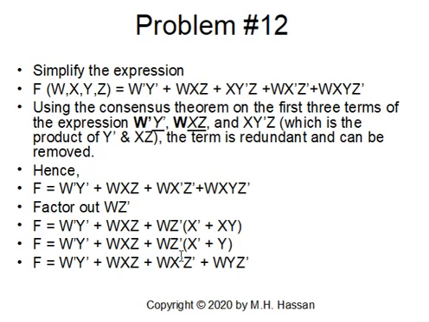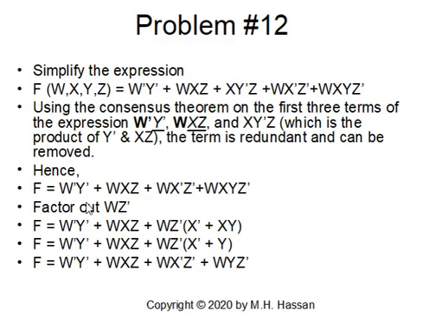Problem number 12. We are given a very simple function of W, X, Y, and Z, which is W prime Y prime, WXZ, WX prime Z prime, WXYZ prime. We'll try to look for the consensus theorem. What do we find? We find here W prime has a coefficient Y prime, and W has a coefficient XZ. So the term W prime XZ, which is the consensus term, is redundant and can be removed.